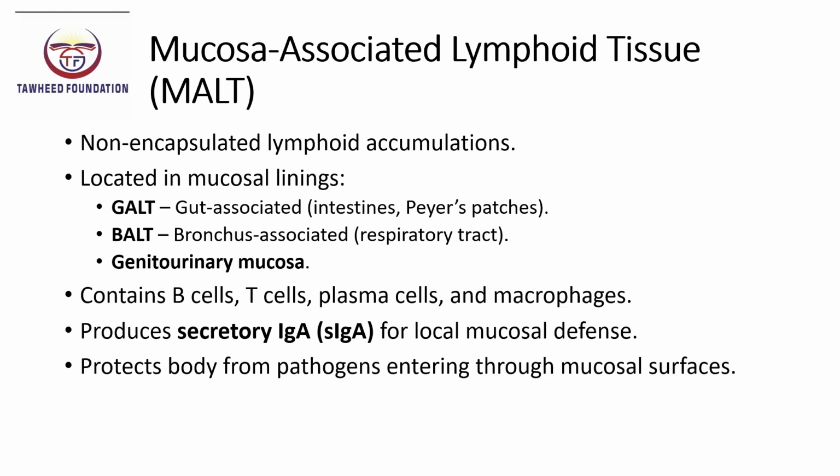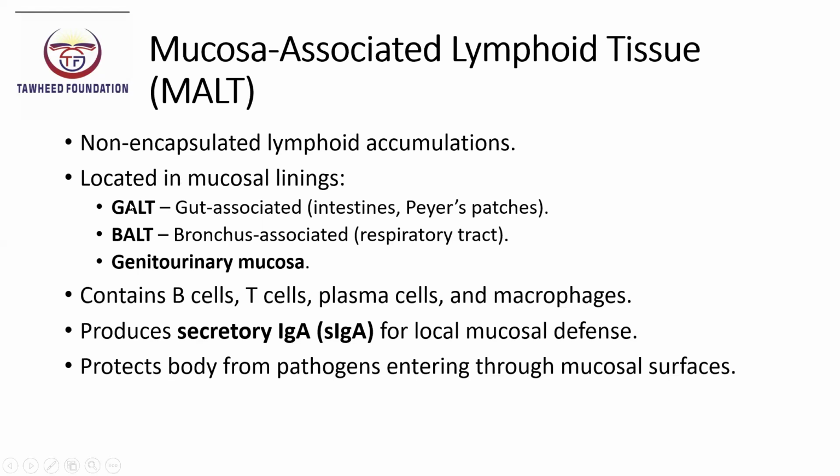MALT contains B and T lymphocytes, plasma cells, and macrophages that generate secretory IgA, SIgA, providing the first line of defense by neutralizing pathogens before they penetrate deeper tissues. This distributed system ensures localized immune protection without causing widespread inflammation. So MALT is non-encapsulated lymphoid accumulation.